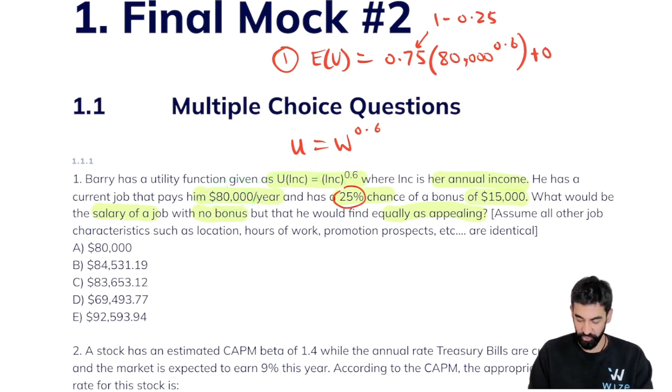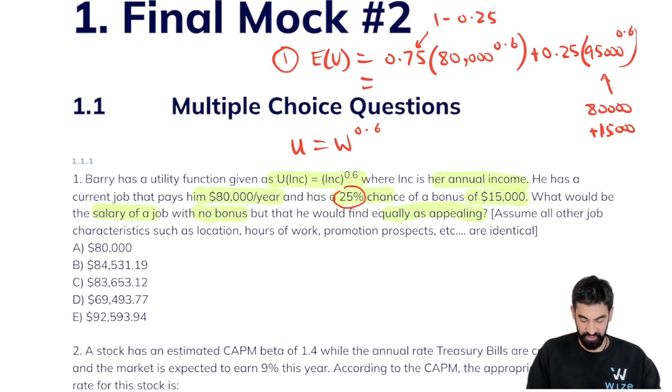And if he does get the bonus, that's a 25% chance, then what would be his income? Then his income would be 95,000. How did I get that 95,000? I did 80,000 plus the bonus. So 80,000 plus the 15,000. That means his total income would be 95,000 at that point, or his wealth.